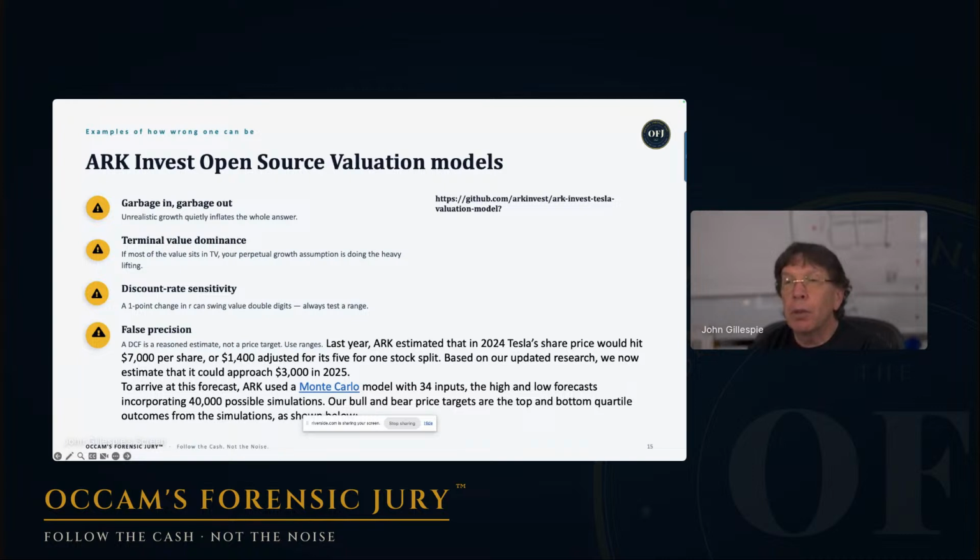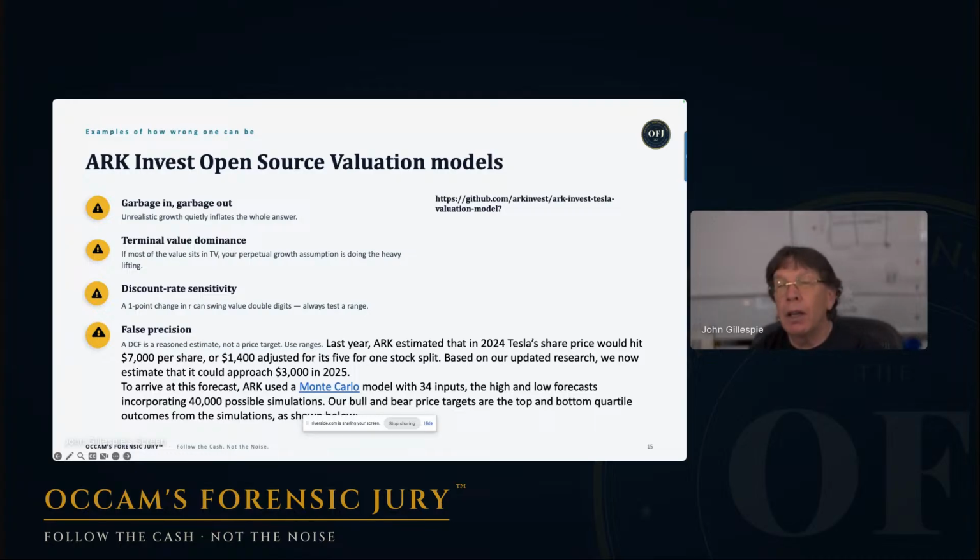And here's an example. ARK Invest open sources their valuation models. So you can go out to GitHub, excuse me, and look. They've got them for many years of what they've used for their models, and they're pretty famous for having very large numbers for whether it's Bitcoin or Tesla, and I'm sure that they will have similarly large ones for SpaceX.